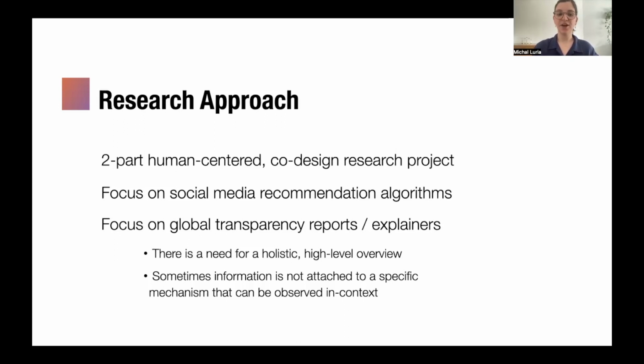We also focused on global transparency reports, so a designated area where people could see information about an algorithm. And the reason is that recent research has shown that there is a need for this holistic high-level overview. Not every piece of information is attached to a specific mechanism or a specific piece of content that people see. And so having a particular space where people can come and get a more general idea of how an algorithm works on social media would be particularly valuable.